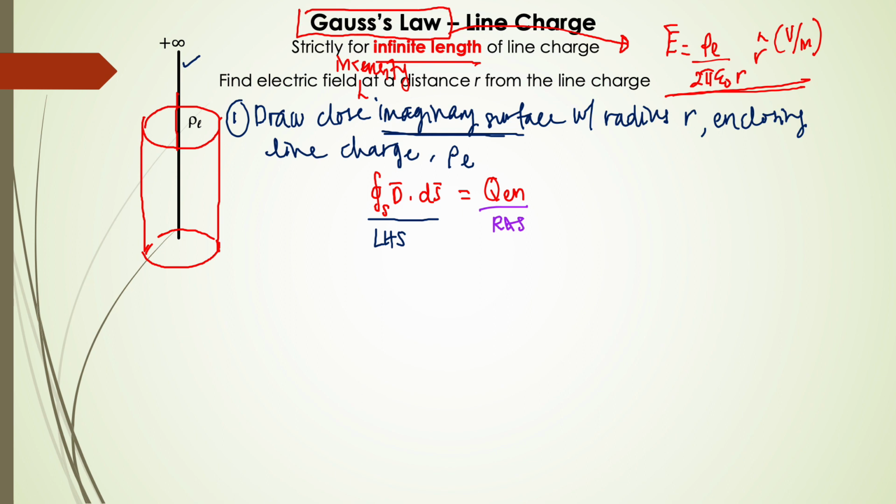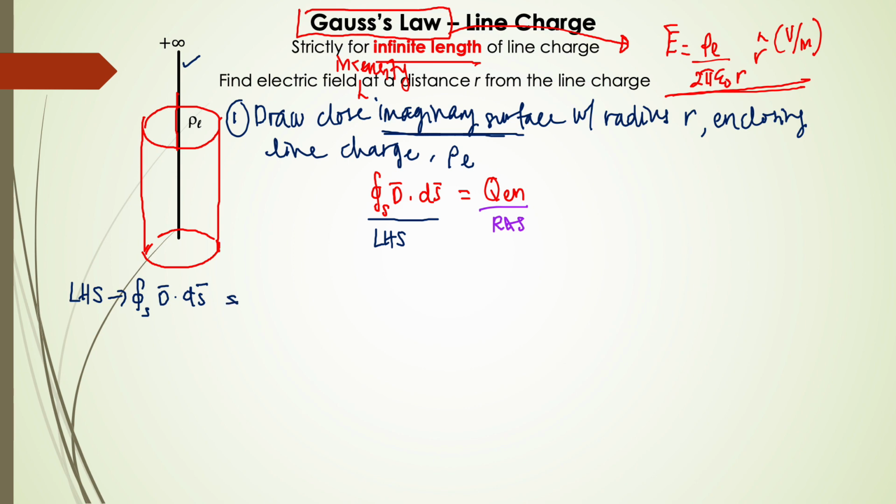Let's solve the left hand side first. Okay, left hand side. So in our left hand side we have the closed integration surface, D dot dS. Okay, so D we know already, right?